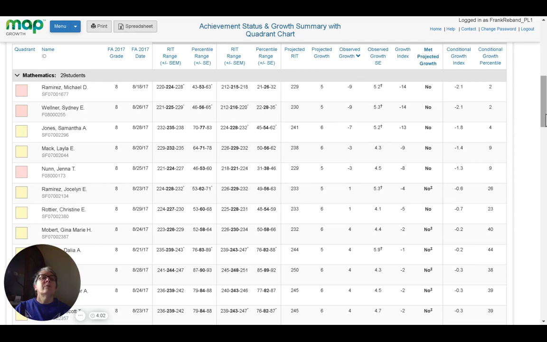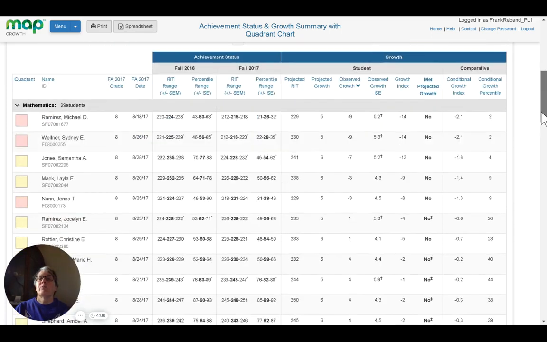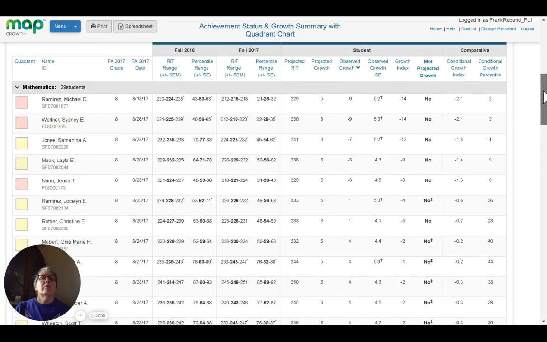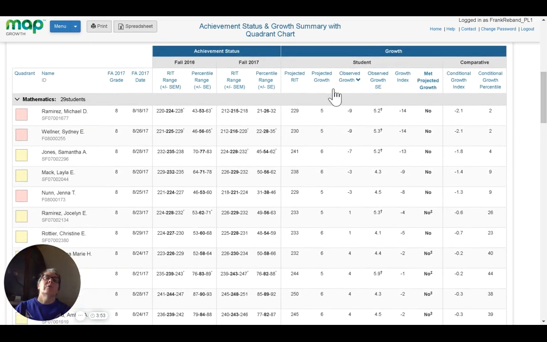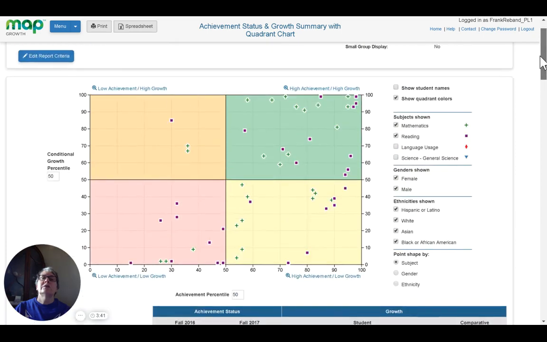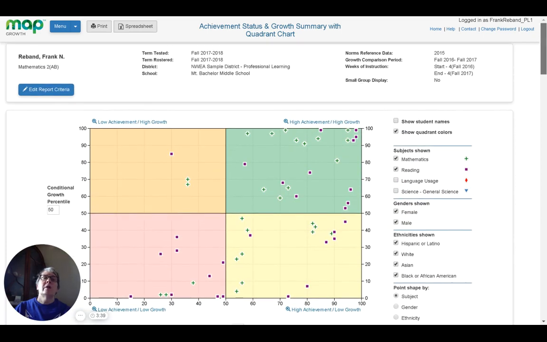So lots of information in this particular report, and being able to move the report around and to sort by the different columns really makes a great way to look at how your class is doing. Going to move this back to sorted by name again, so it's back the way it was. Again, this is the last part, the bottom part, after the quadrant chart. So it's the Achievement Status and Growth Summary with Quadrant Chart report, and it's the interactive feature at the bottom. Thank you for joining me.